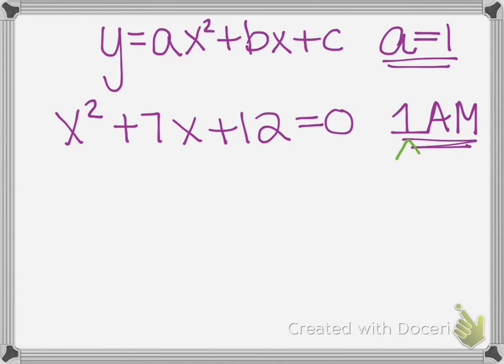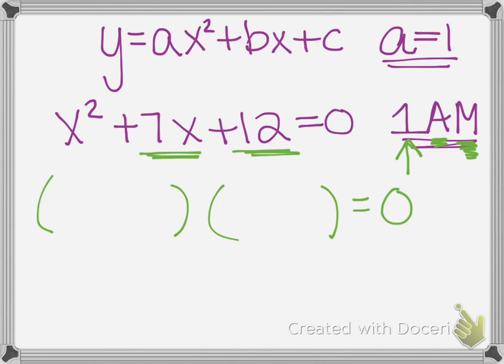being the a term, which I just said, and you're going to ask yourself, okay, what adds to give me 7? And then you ask yourself, what multiplies to give me 12? So you can make your little factor tree, but you should be able to see that if I have x times x, that's always how I'm going to start.